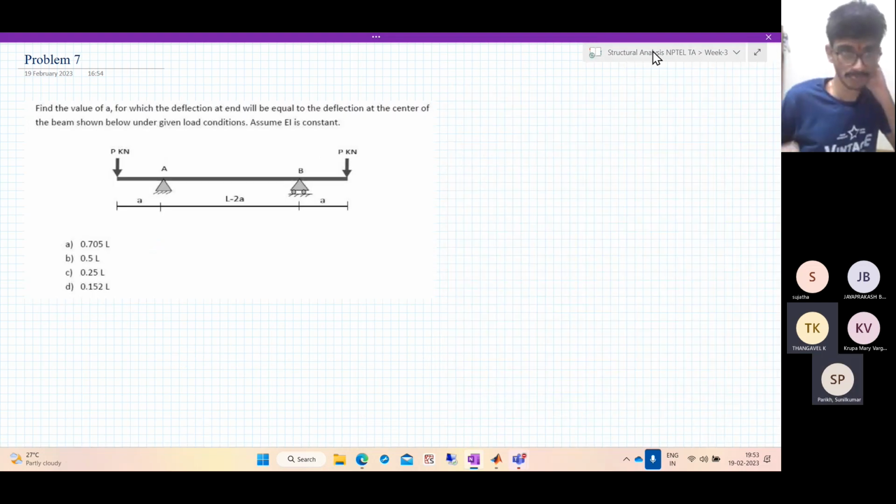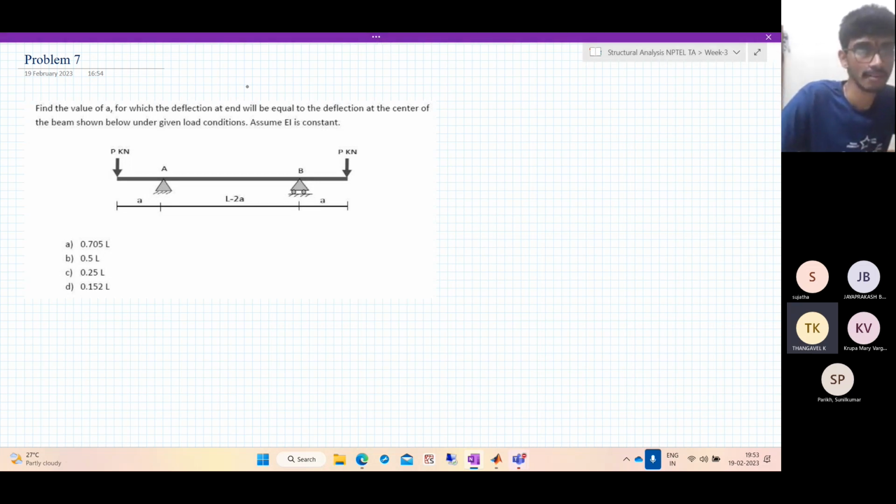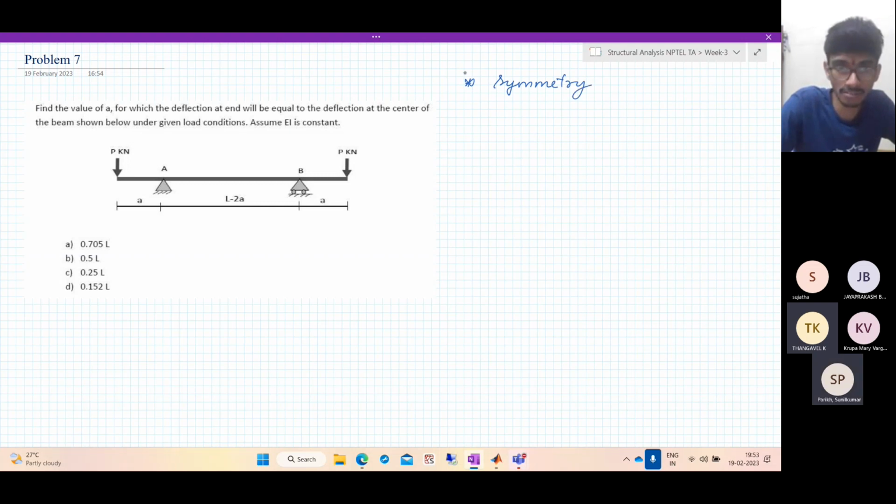Problem 7. Again, this is a very simple problem. Find the value of a for which the deflection at the end will be equal to the deflection at the center. Now, again, it is symmetric. So don't use superposition, that is, you don't have to solve two problems. Instead, just make it symmetric.